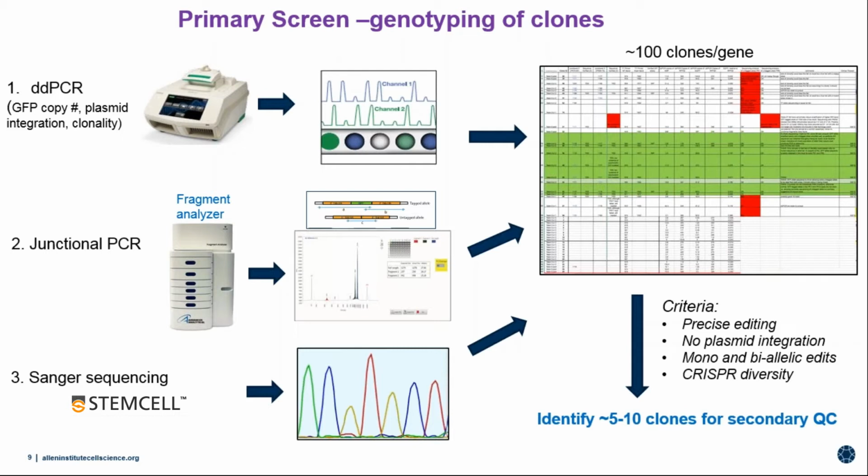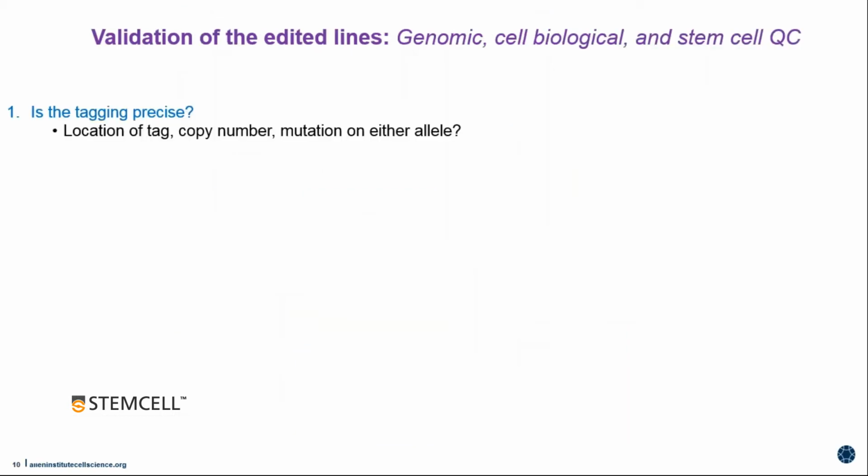So from 100 clones, using this genotyping criteria, we identify about 5 to 10 clones that we do further QC on. So again, validation of these edited lines is really important to us. The first question we ask is whether the tagging is precise, and that's what I just presented to you in the previous slide: the location of the tag, the copy number, and the mutation.